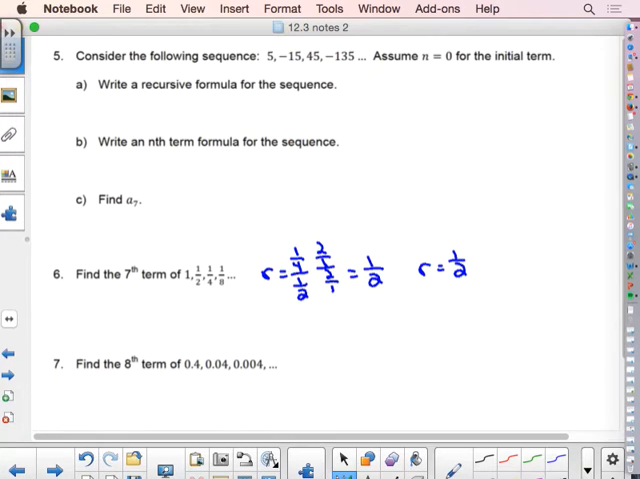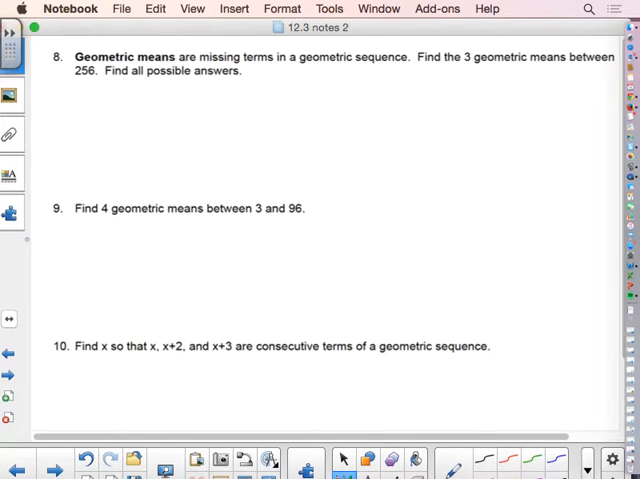So now I want to find the 7th term. The 7th term, remember, is a sub 6, because it's the 7th term. That's equal to 1, a sub 0, times 1/2 raised to the 6th, or 1/64. Okay, next we're going to take a look at is number 8.